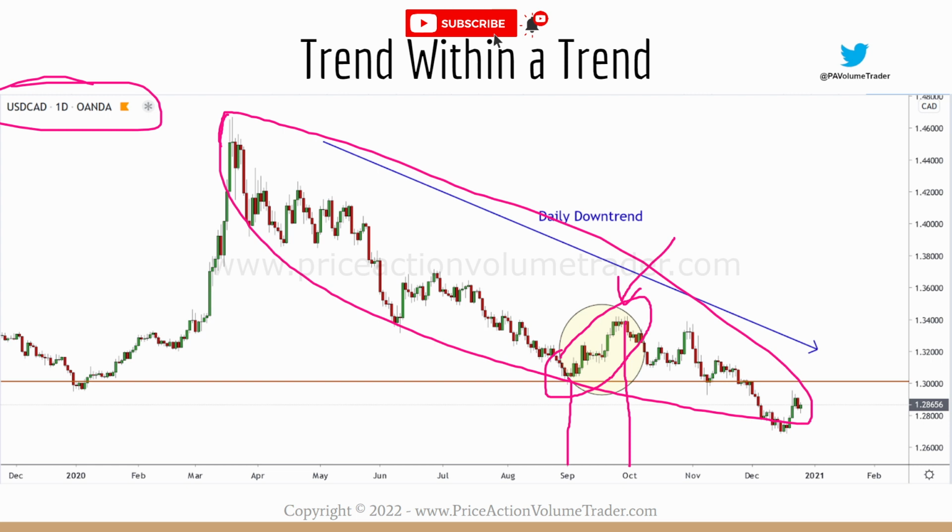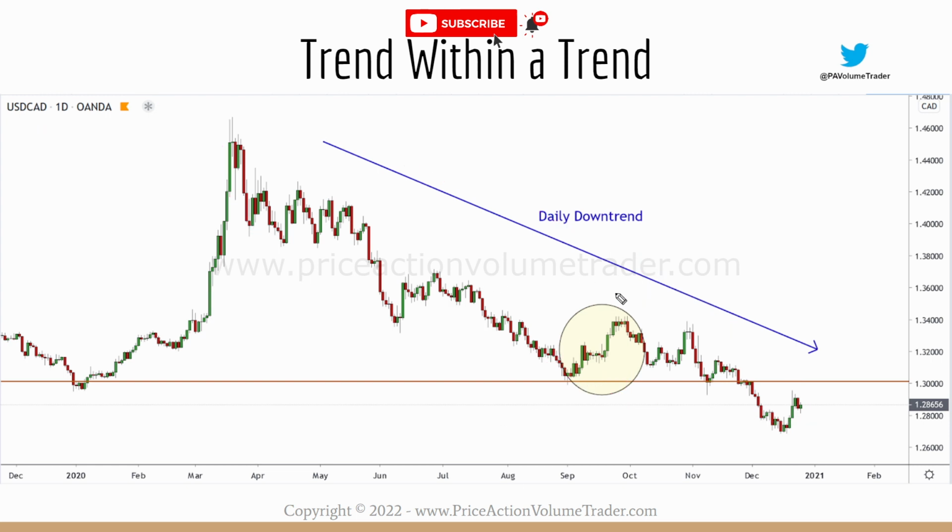So as you can see, from a structure perspective, and I'm going to be making a video soon all based on market structure, this is mainly just talking about time frames, but it's very related to market structure. You can see this market is making lower highs and lower lows. So we are definitely in a clear downtrend.